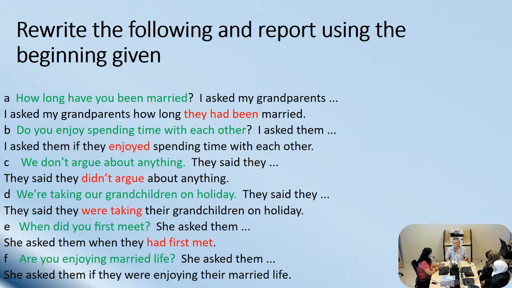Letter C. We don't argue about anything, they said. This is not a question. They just need to change the pronoun and change it to the past. Reported speech: They said they didn't argue about anything. We're taking our grandchildren on holiday. They said they, so we just need to change we into they and the tense to past. They said they were taking their grandchildren on holiday.